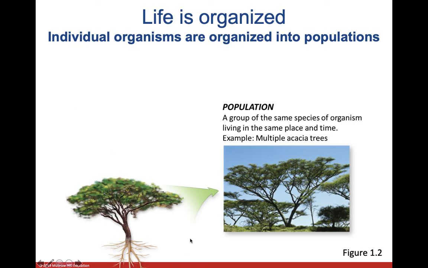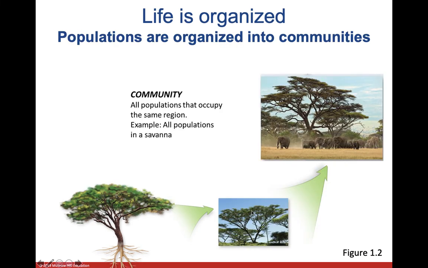But the acacia trees that live around them in the same vicinity, it's very likely that they will interbreed, they'll interact with one another, they will have some sort of species interaction. So that's what's going to define them as a population. The same species that's occupying the same geographic area at the same time. And that's the key for a population here. They have to be at the same place and the same time. So you can see down here, we've got multiple acacia trees in the same area.